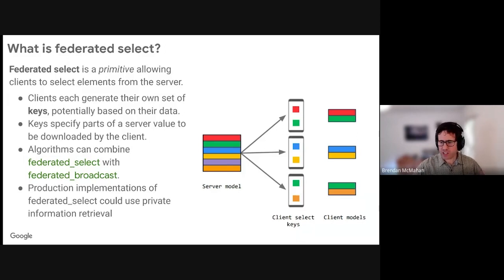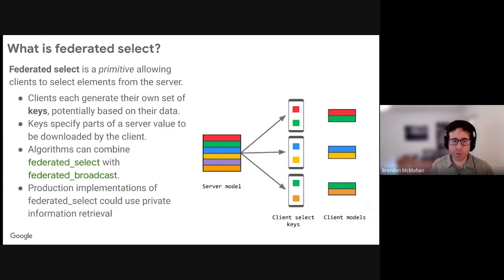So basically, in standard federated learning, we think of a broadcast approach where the server broadcasts the same global model to all of the clients. Here, each client can locally compute their own set of keys and download a different slice of the model. And this, of course, can be combined with a federated broadcast.